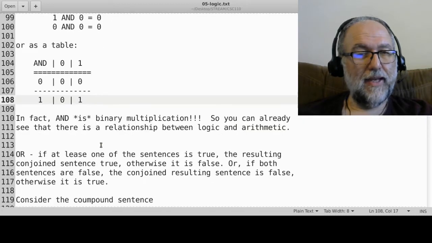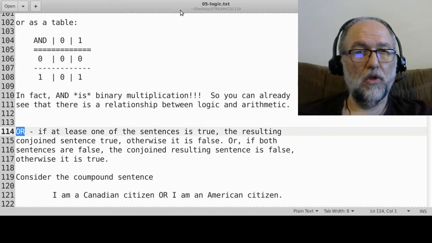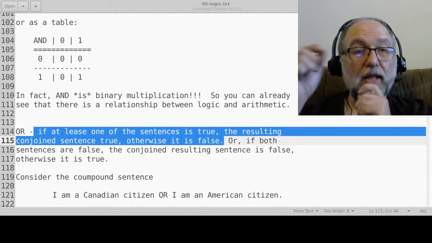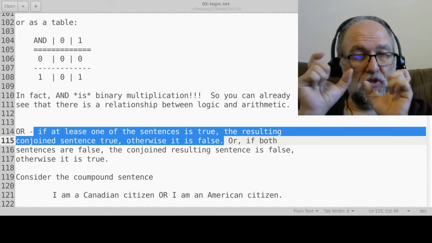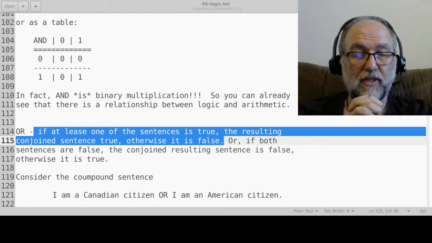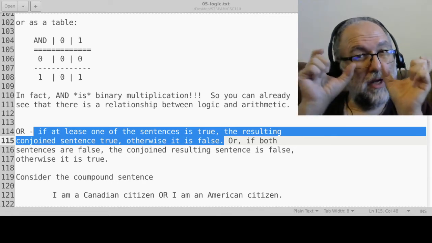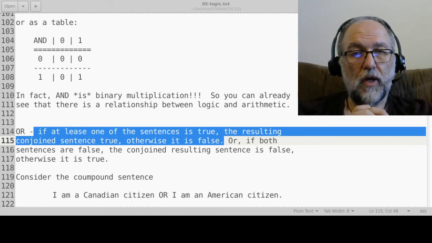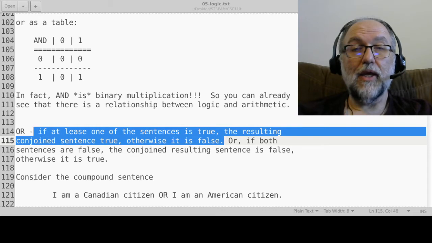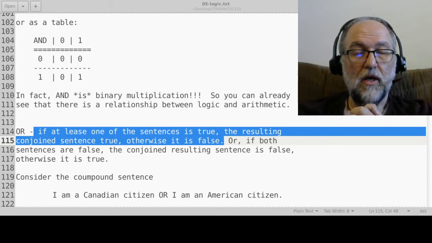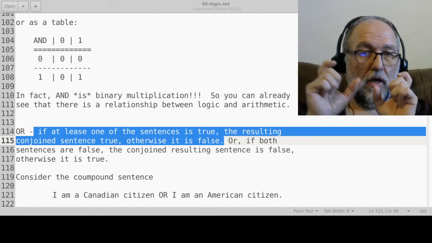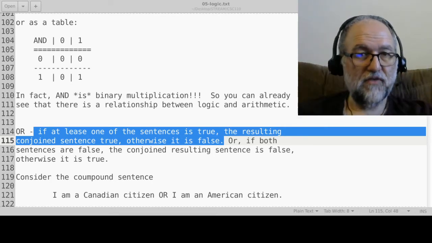So there's and. Now what's the next one? The next conjunction we're going to look at is or, and the way or works is if at least one of the two sentences is true, the resulting sentence, the conjoined sentence, is true. Otherwise, it's false. So let me say that again. If at least one of the two sentences is true, the resulting sentence that is joined with or is true. Another way you could think about it is the only way you can get false is if both of the sentences are false. So if one is true, or the other is true, or both are true, it's true. Otherwise, if they're both false, then it's false.